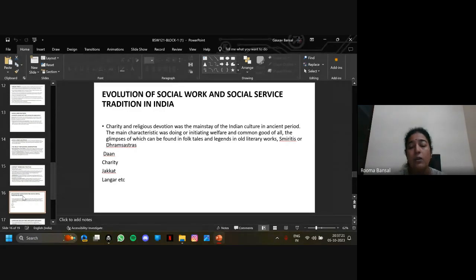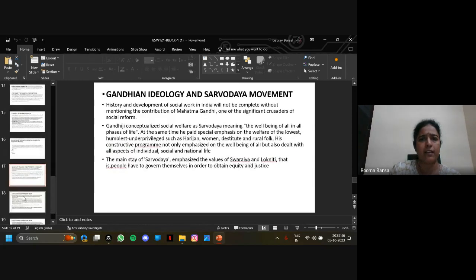As I know, what is langar? Langar is free food service to needy people. In any Gurudwara, generally, you can go to any Gurudwara, they provide food to hungry people. That is called langar. So these kinds of social services and social work are a very old practice in our country.